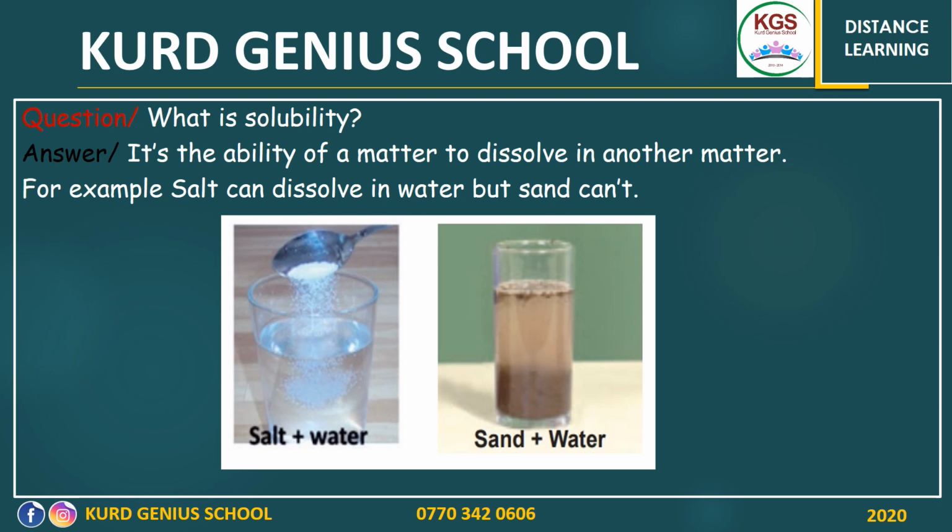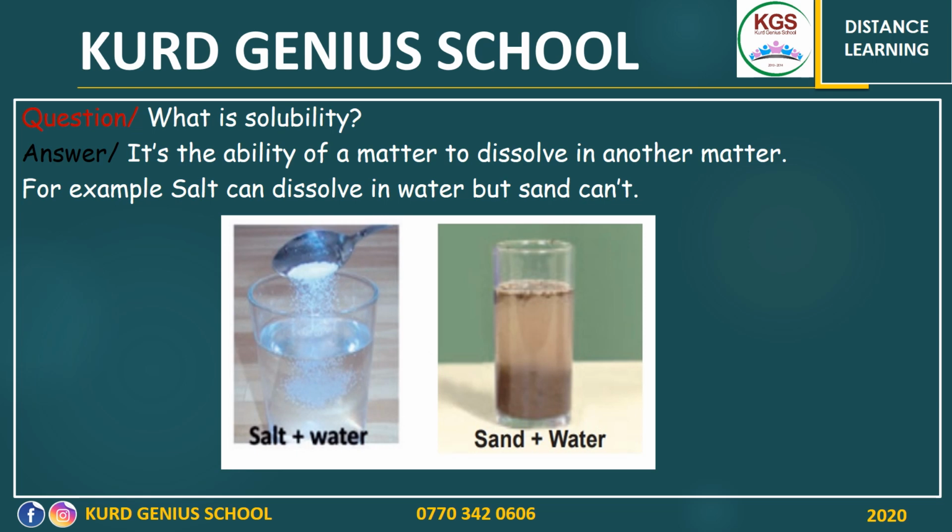For example, salt can dissolve in water, but sand can't. You can even try this, you just bring a glass of water, put some salt in it, and after a while the salt is going to disappear. By disappearing, this means that the salt has the ability to dissolve in water. But if I bring mud, just go out of your house and bring some mud, put it in the water, stir it for a while and shake it, that mud is not going to dissolve because its solubility is not that good. So if a matter is able to dissolve in another matter, we call this solubility.